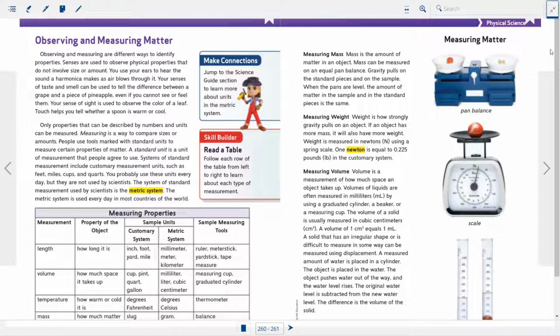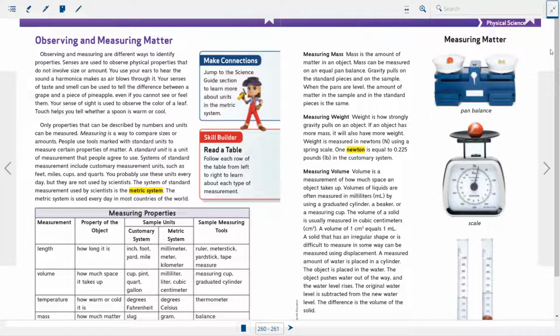Weight is measured in newtons using a spring scale. 1 newton is equal to 225 thousandths of a pound in the customary system. So each newton is 0.225, or 225 thousandths, of a pound.